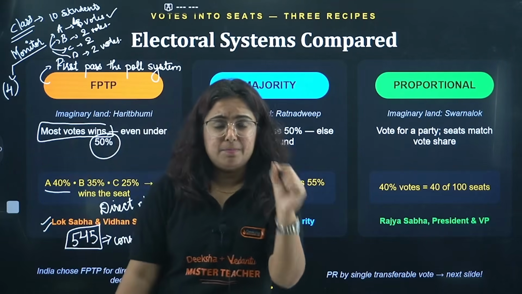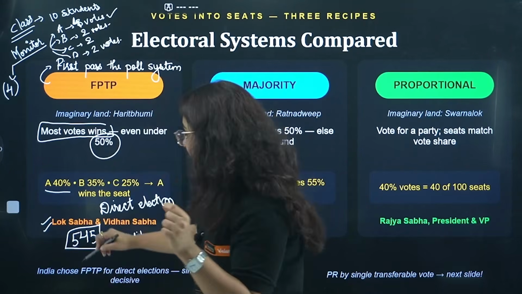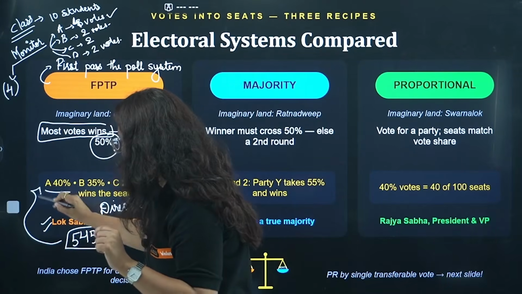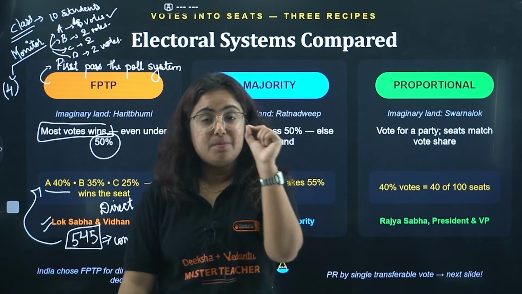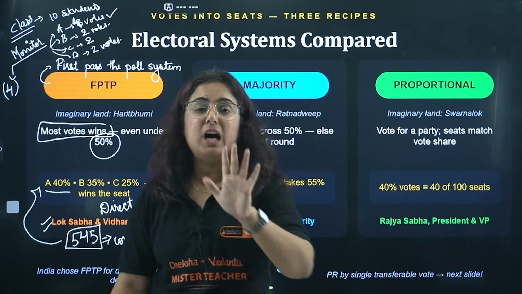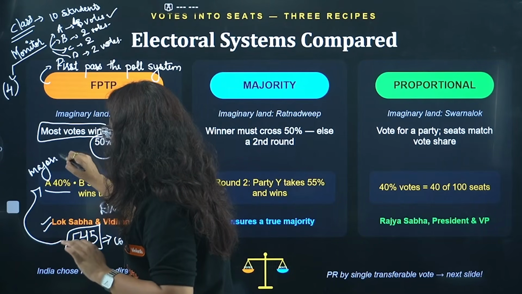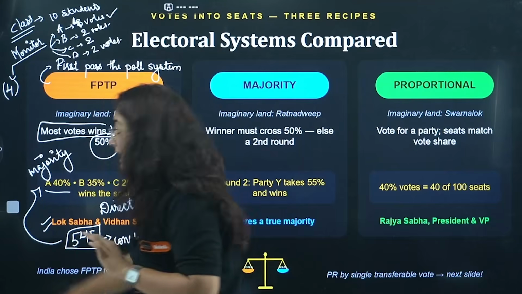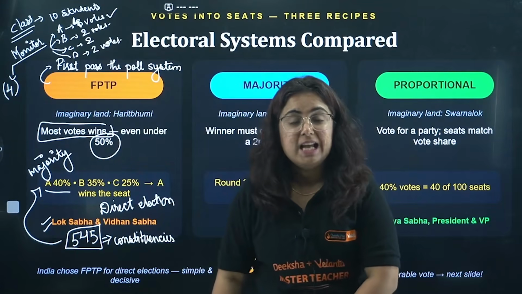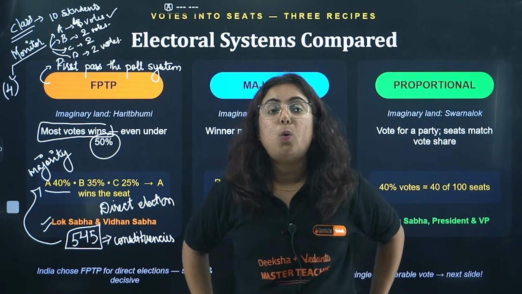The political party that gets maximum votes will form the government. That means this is the majority. Getting the point or not? This is the first past the post system.